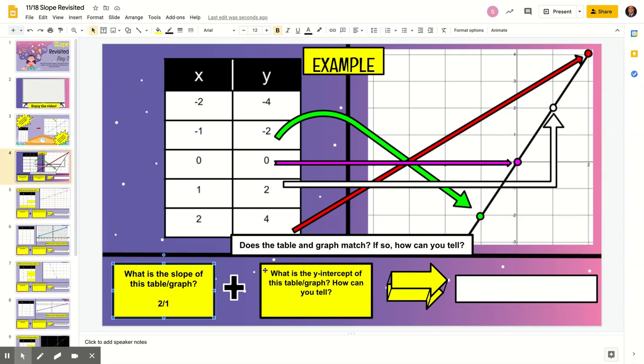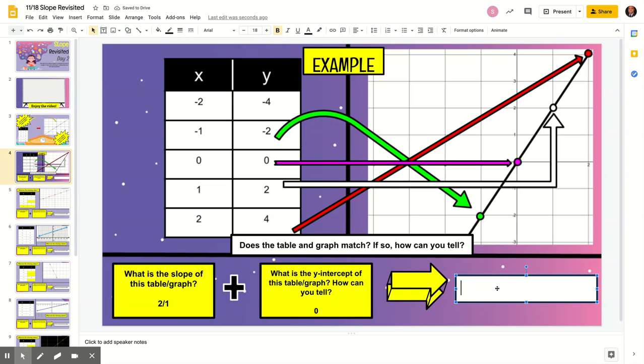And what's the y-intercept? Well, the y-intercept is the point at which it crosses the y-axis. So the y-axis goes up and down. It crosses right in the center. But again, you might look at this and panic, or you might look at it and love it. But luckily, we have a table. And on the table, it's when x is 0. Just like on a graph, it's when x is 0. So when x is 0, our y was 0. So the y-intercept is 0.